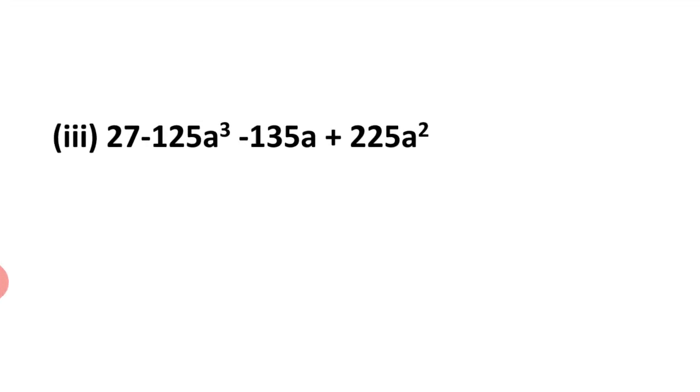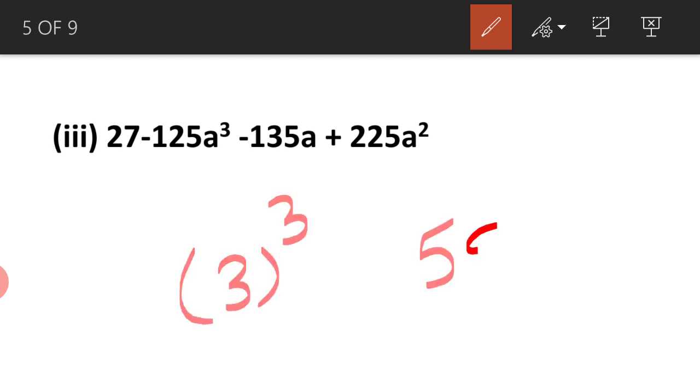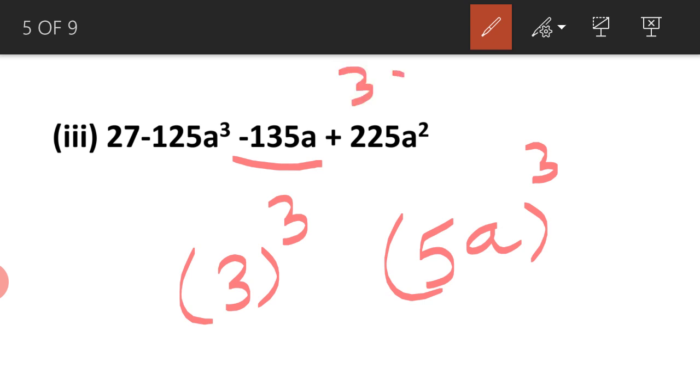Are you getting? 27 and minus 125a cube. So are they perfect cube? So 3 cube and 5a cube. What is cube of 5? Now here the cubes of some number should be known to you. 5 cube is 125. Okay. Now let us go for this term. Is it 3x square y?